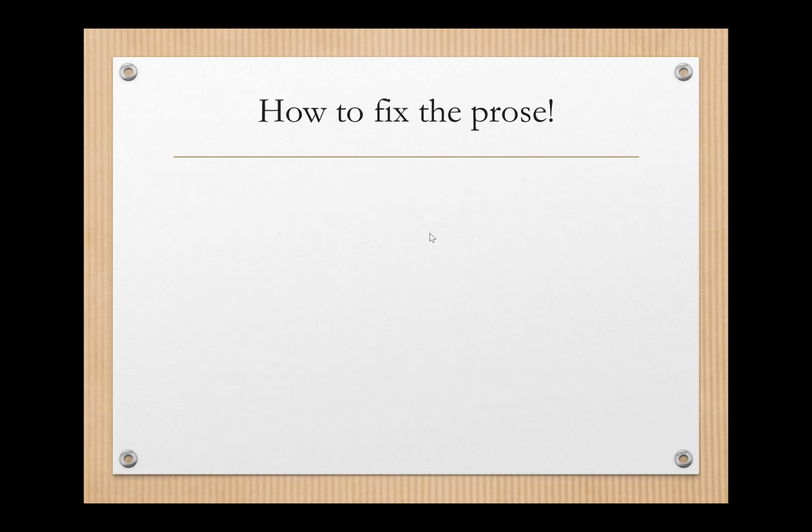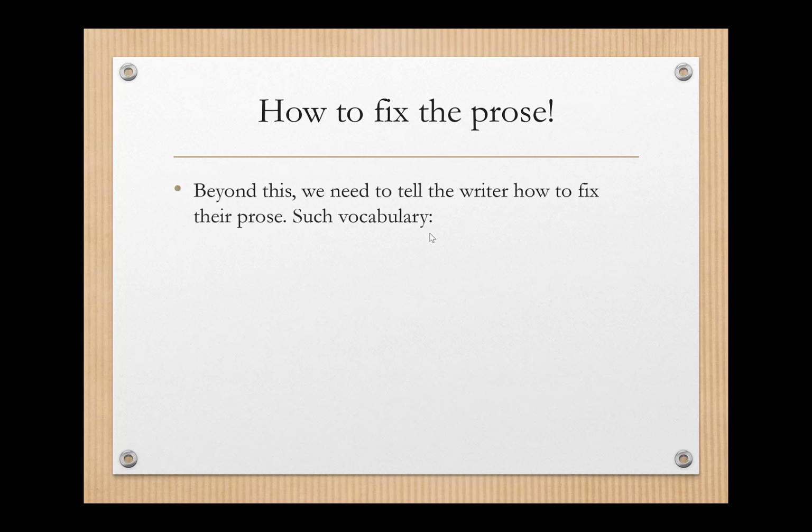How do we fix this prose? Well, now we start to think about how to actually improve our writing. So we need certain vocabulary that we're going to use in our critiques. And this vocabulary is going to point to certain words on the page that cause us difficulties.